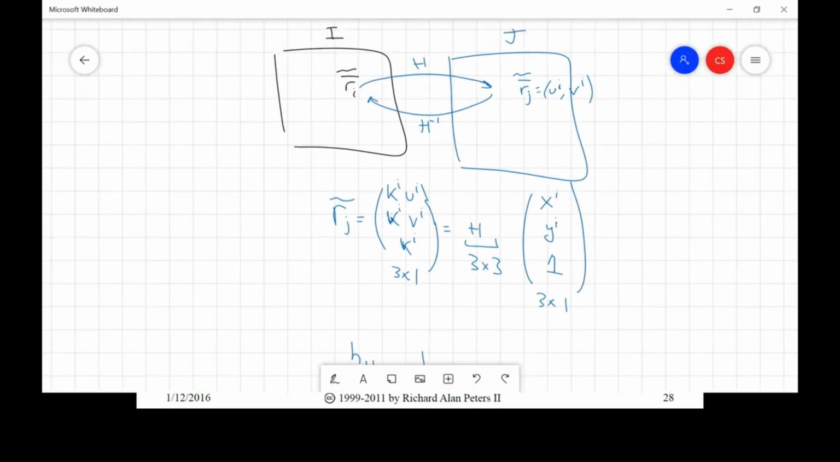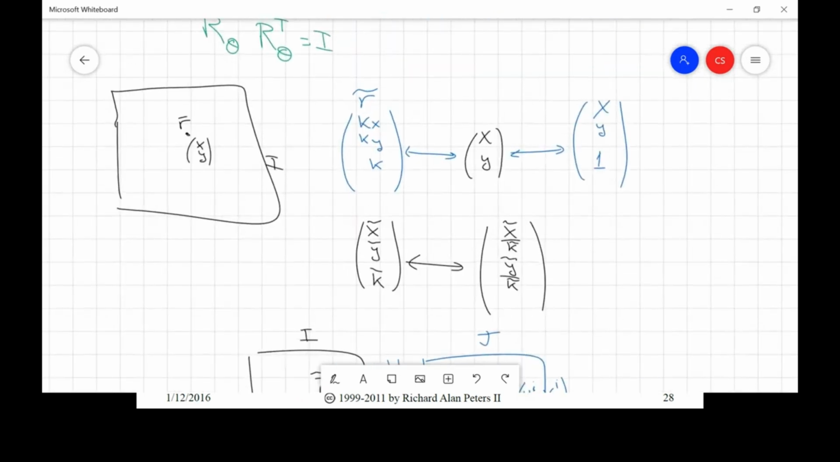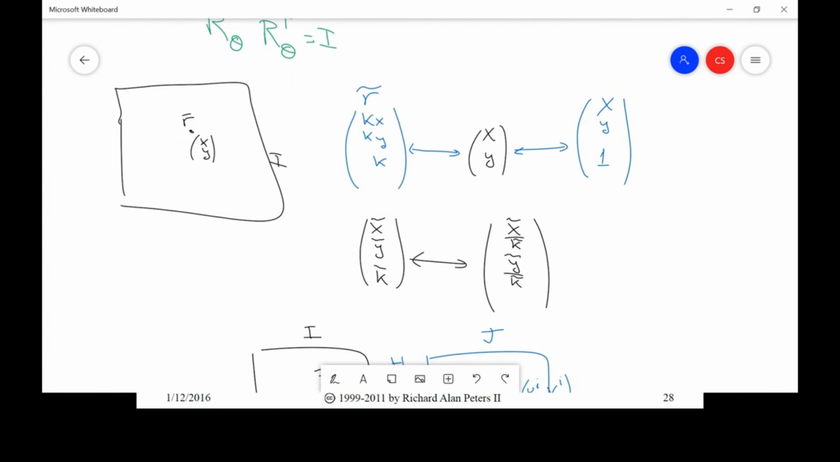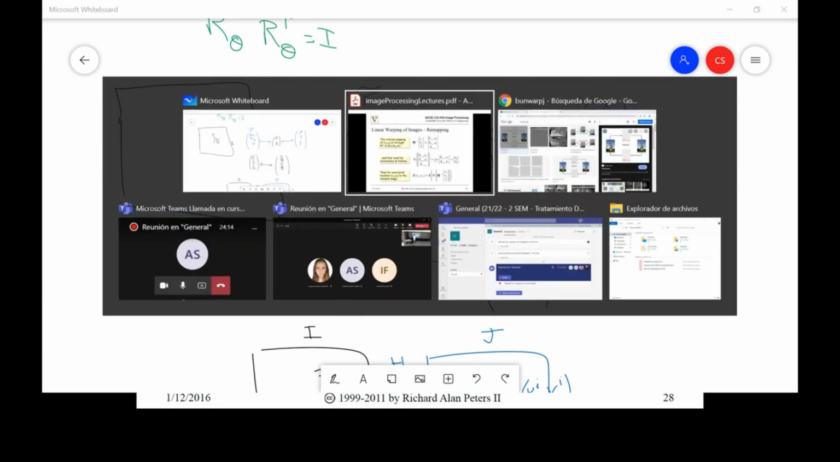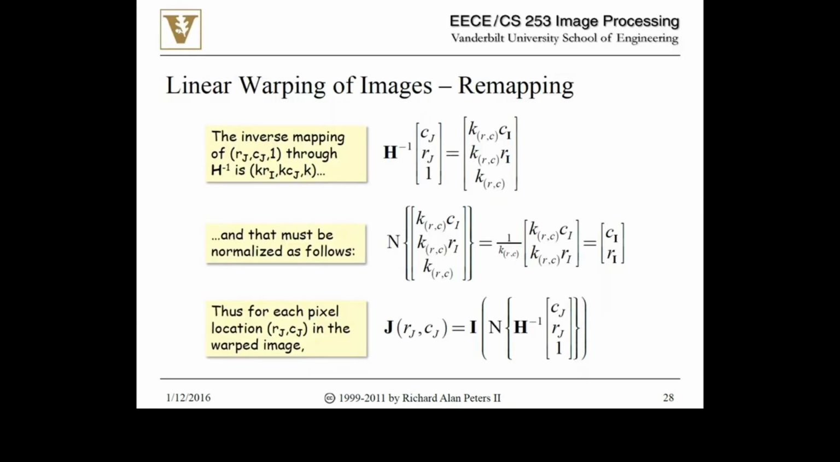So in homogeneous coordinates, whenever I have three components, my 2D point is x divided by k, y divided by k. I'm keeping x and y the same and dividing by the third one. And that is the point that I want to interpolate. Okay, so now you have the whole procedure. You take the coordinate in the output, multiply by H minus 1 to take it into the input, and you do the nearest neighbor interpolation. You approximate to the nearest neighbor coordinate, and then you interpolate the image at that point.